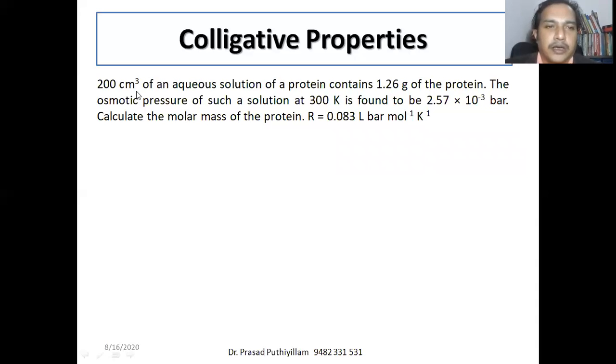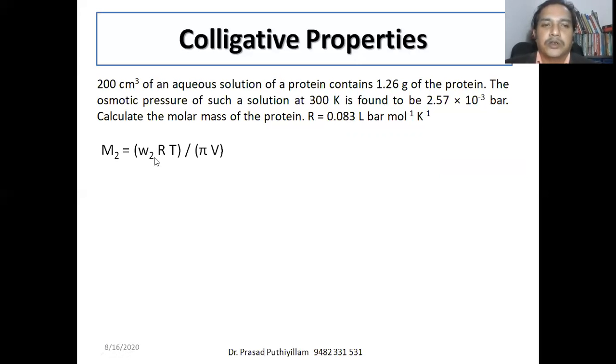200 cubic centimeter of an aqueous solution. Aqueous solution is water. A protein containing 1.26 gram of protein. The osmotic pressure of such solution at 300 Kelvin is found to be 2.57 multiplied by 10 to the power minus 3 bar. Calculate the molar mass of protein. Gas constant R is given as 0.083.